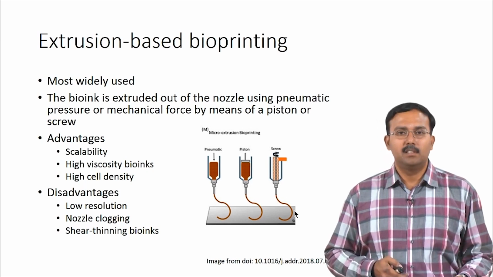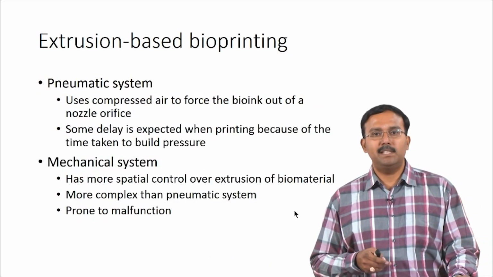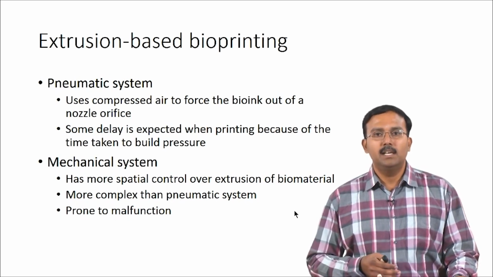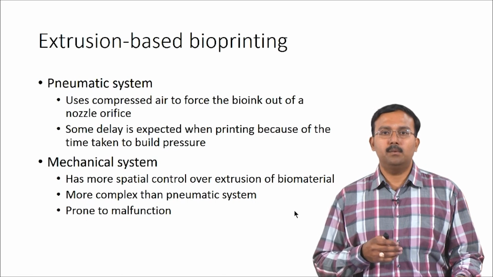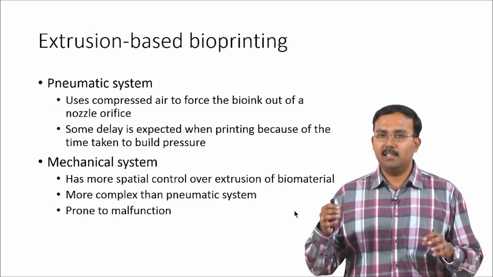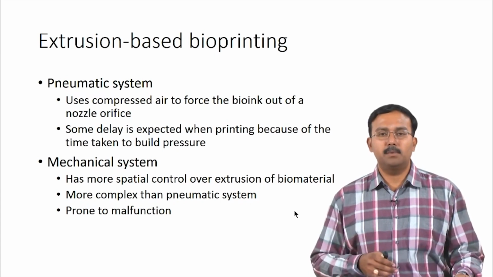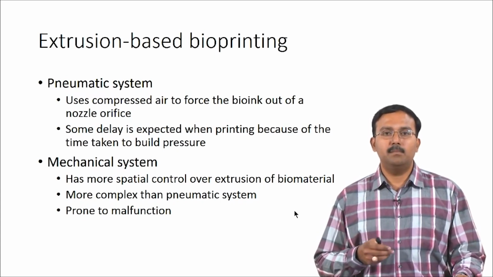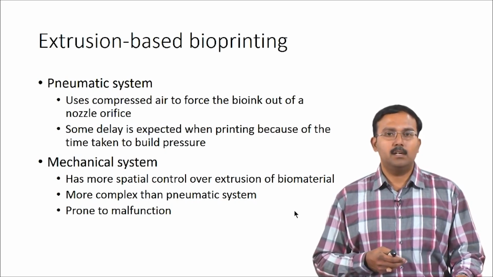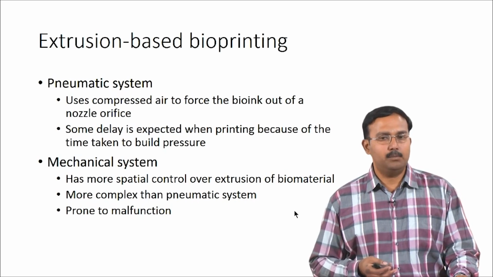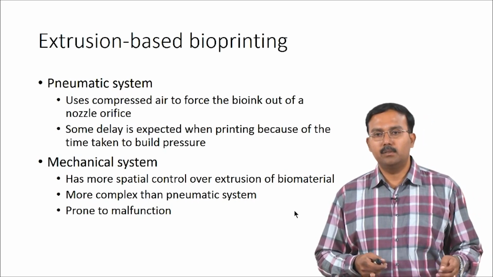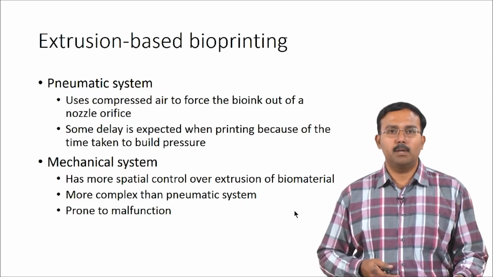Okay. So, a pneumatic system basically uses compressed air to force the bio ink out of the nozzle orifice, and there is some delay expected when printing happens, because it takes time to build the pressure. So, the yield stress would have to be taken care of before it starts printing. In a mechanical system, there is better spatial control over extrusion. It is actually more complex than a pneumatic system, and it is prone to malfunction because of that. So, those are the challenges with extrusion bioprinting.